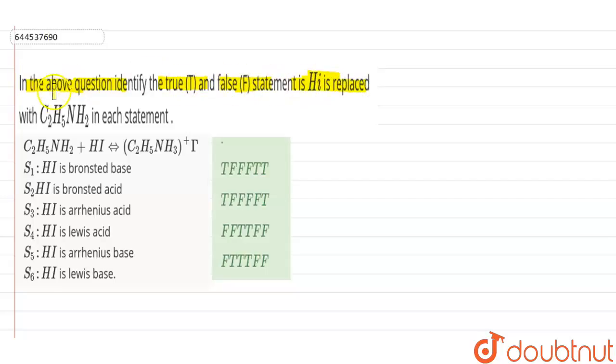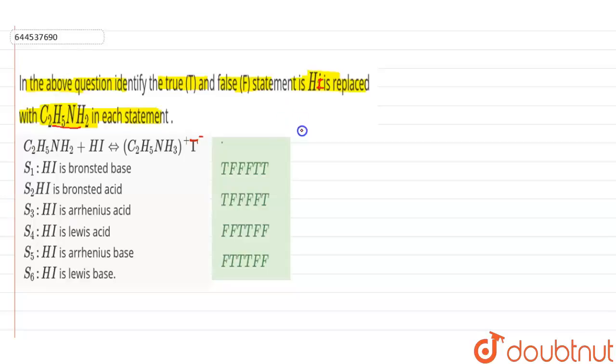Here the question given is: in the above question, identify the true and false statements. Is HI (hydrogen iodide) replaced with C2H5NH2 in each statement? So we have the reaction of C2H5NH2 with hydrogen iodide, which gives C2H5NH3+ I-. And we have the statements given here. In this question we have to just replace this HI with C2H5NH2. I have just spaced out the previous question here so that it is easy for us.